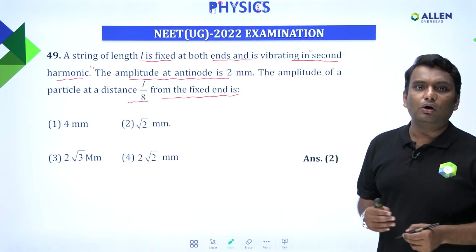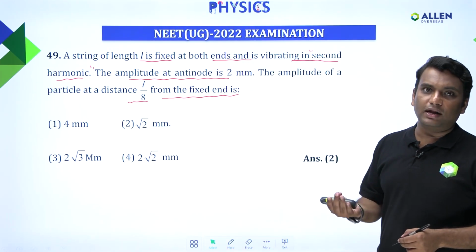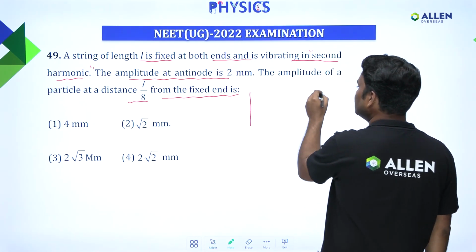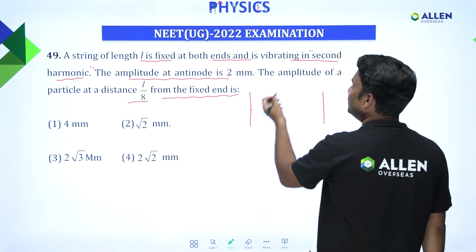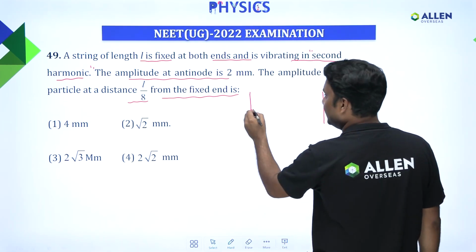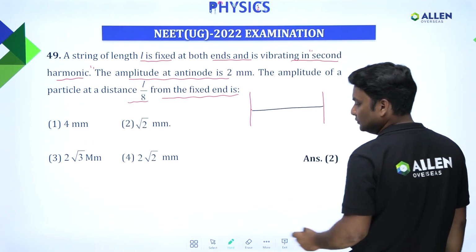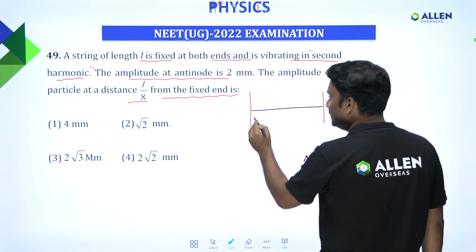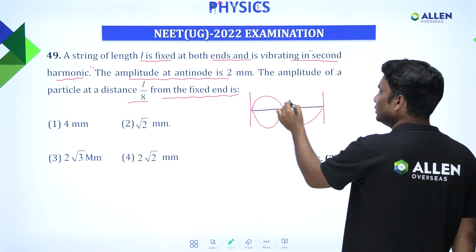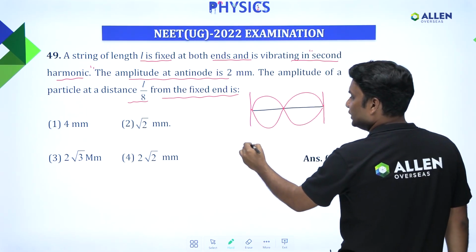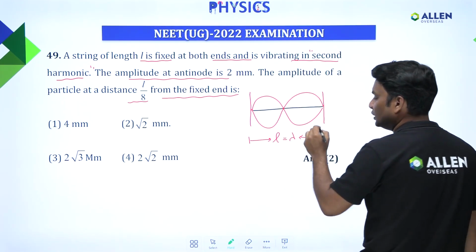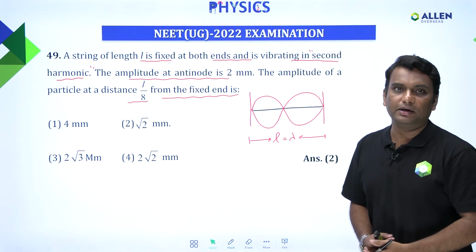So first of all we should know how our string is going to look when it is vibrating in second harmonic. If I say these are the two fixed ends, and our string is vibrating in second harmonic, let's say initially our string is straight when it is not vibrating, and afterward, if it is vibrating in second harmonic at some instant, it is going to look like this, right? So here I can say L is going to be equivalent to lambda.